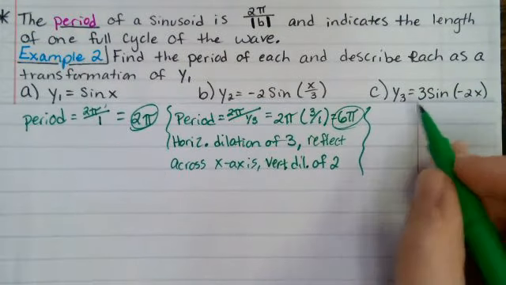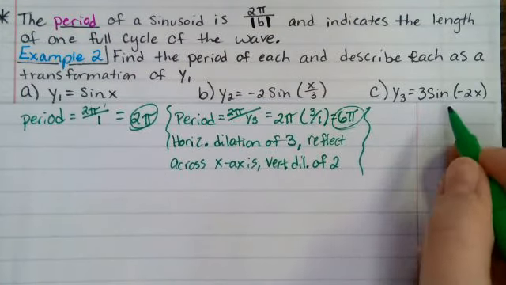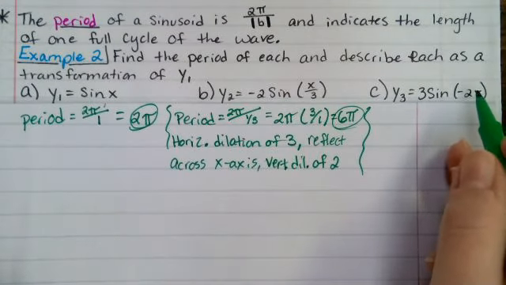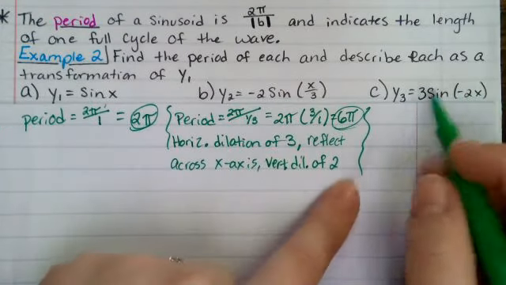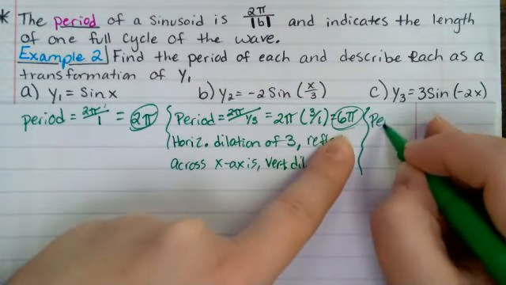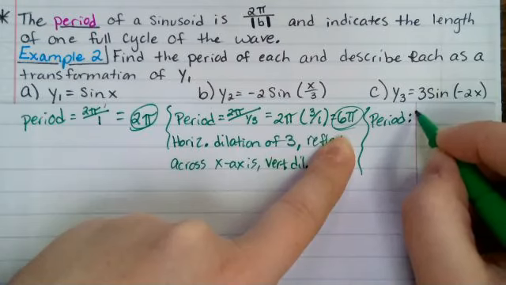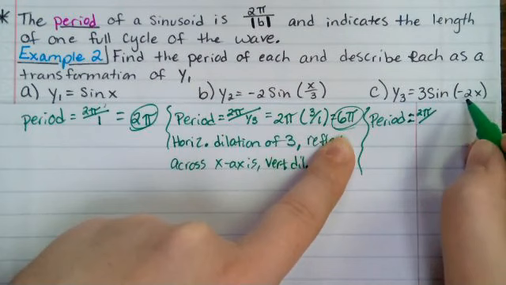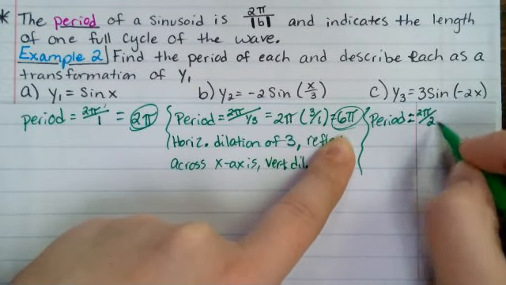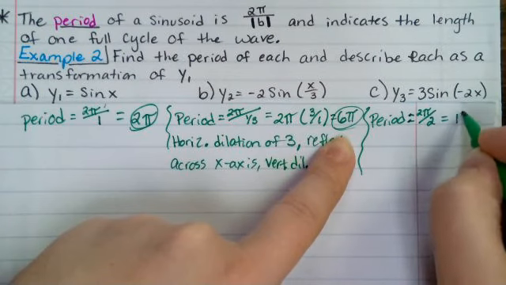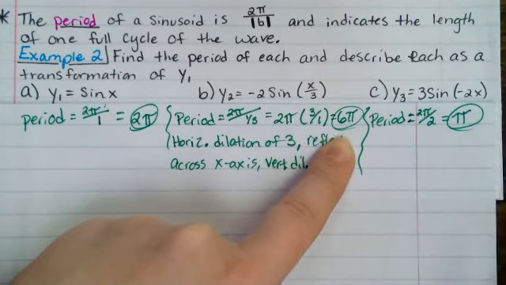Looking at C. C has, we've got 3 sine of negative 2x. All right, so let's see here. When we calculate the period, we're going to do 2 pi, and then we've got to divide by the absolute value of negative 2. Well, the absolute value of negative 2 is just 2. So I'm going to say 2 pi divided by 2 like that, which gives me a period of pi.